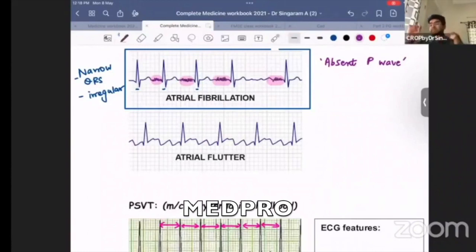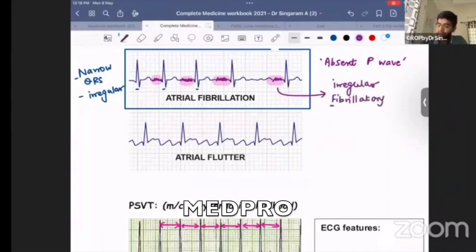Multiple broken waves represent the multiple ectopic foci inside the heart. Can you see that? Multiple ectopic foci inside the heart create multiple irregular small waves like this. These irregular waves are what we call fibrillatory waves, or we can remember them by the letter F. F wave.